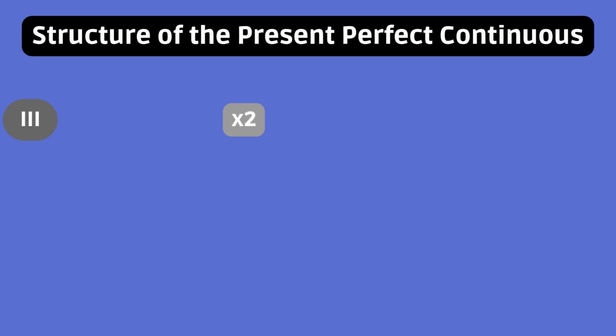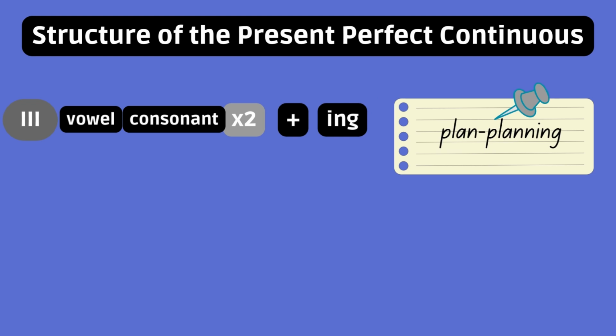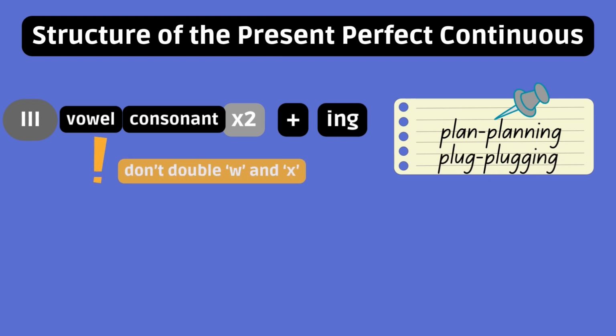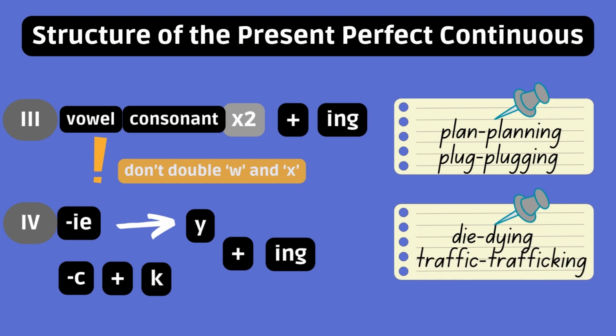Also, double the final consonant of short verbs ending with a vowel and consonant. Plan, planning, plug, plugging. But don't double W and X. Finally, watch out for verbs ending in IE and C. Change their ending a bit. IE turns into Y. Die, dying. And C needs to be followed with a K. Traffic, trafficking.